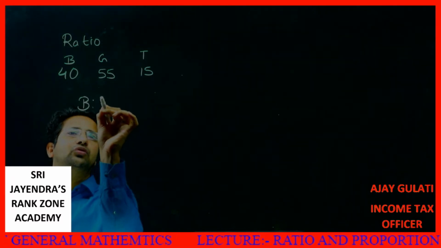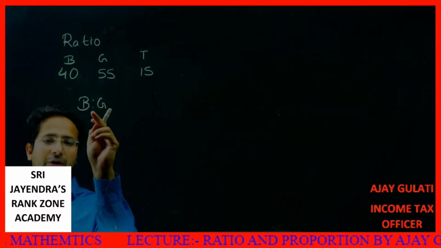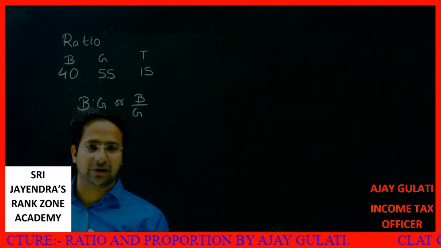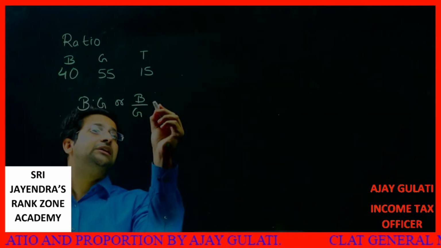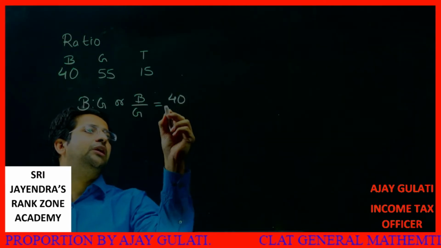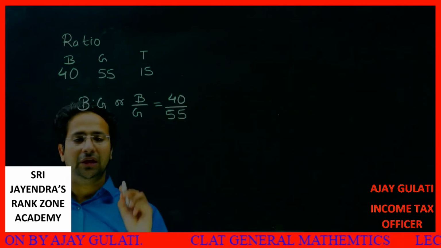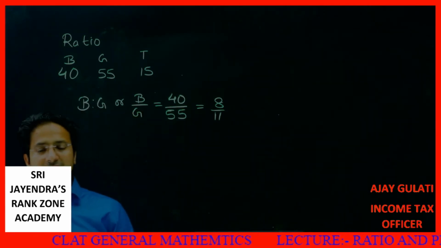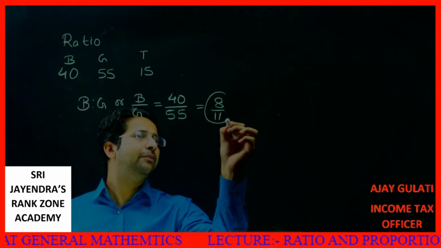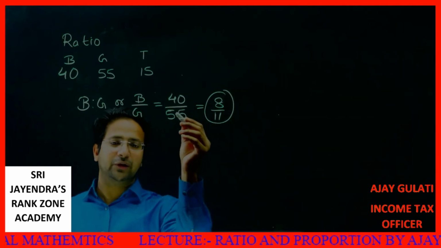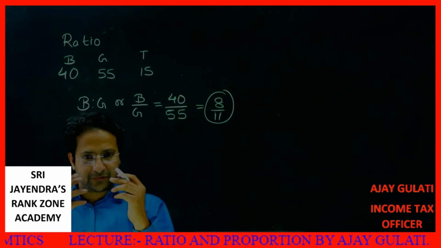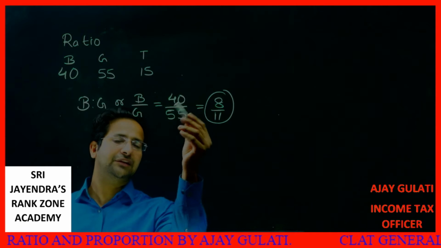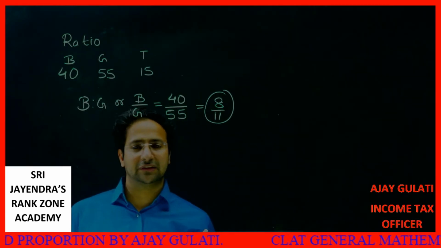Boys is to girls. This is a ratio. B colon G, or you can write it as B upon G. This is the way you represent a ratio. B is to G is equal to how much? 40 upon 55. That way you can say 8 is to 11 is the ratio of boys to girls. A ratio is expressed in the minimum form. Minimum form means I'll cancel whatever can be cancelled. If you cancel these by 5, you will get 8, you will get 11. This is the way you represent a ratio.